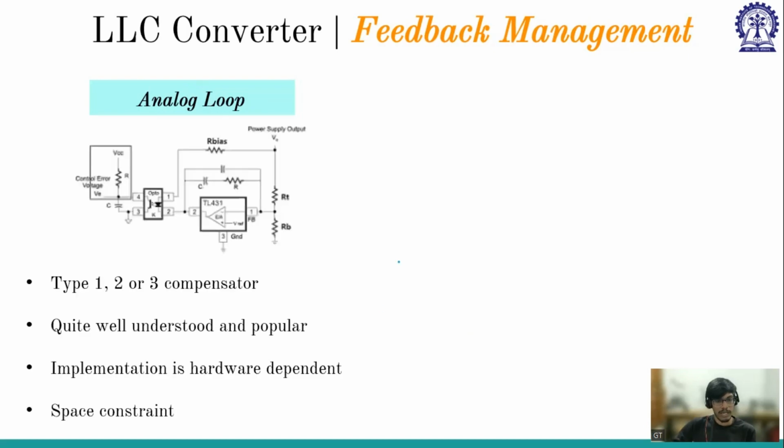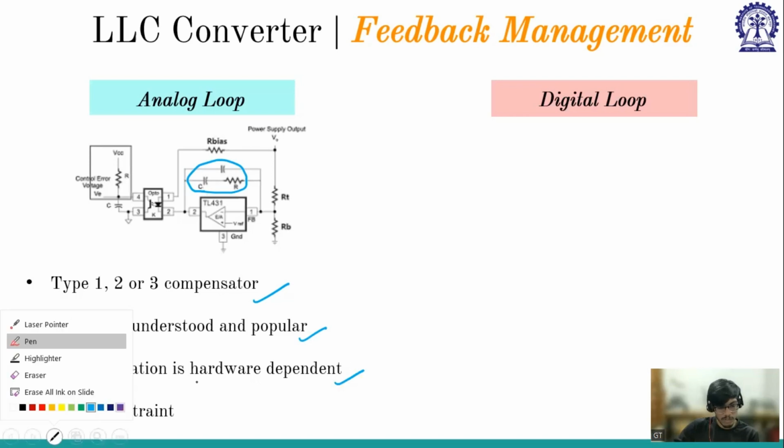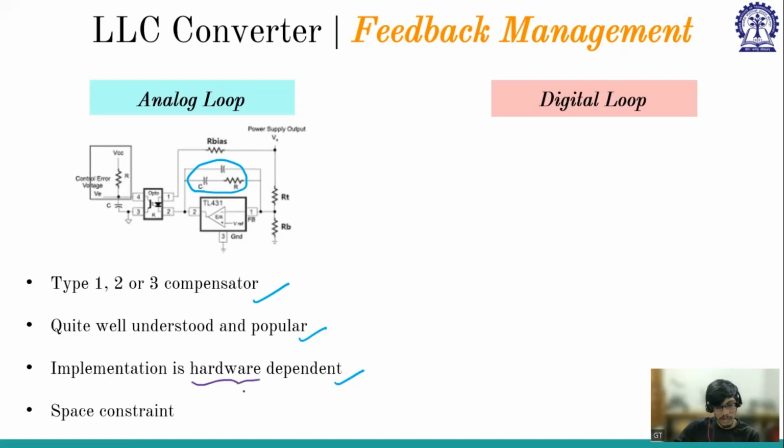But if you see the analog loop, here we have type 1, type 3 compensator. Accordingly, RC, these values will change. And here it is again a well understood and popular implementation of OPAMP. But implementation is hardware dependent, because whatever RC values that we choose, everything is hardware dependent on this. Our KP, KD values will depend, and accordingly we have to change RC, mount, again solder, desolder.